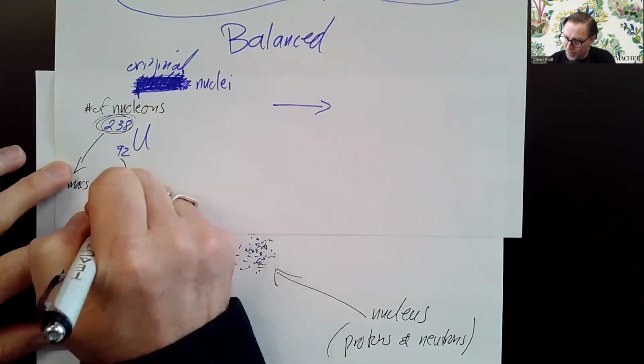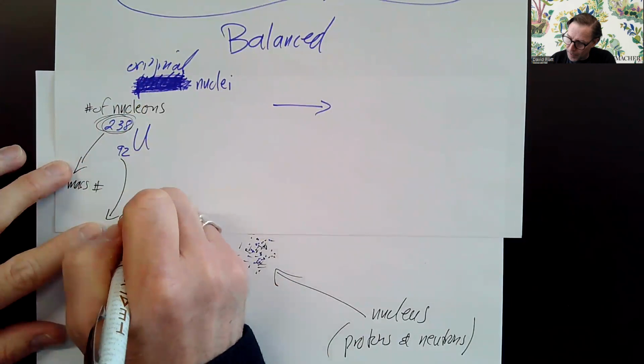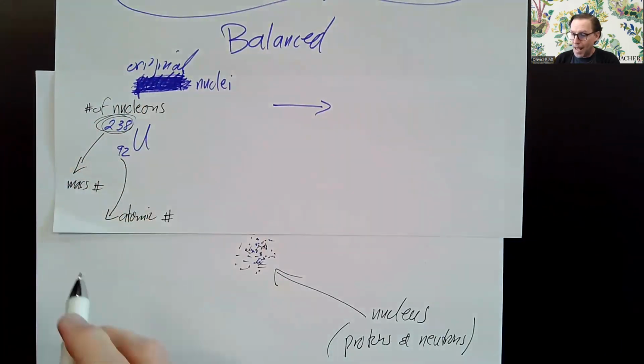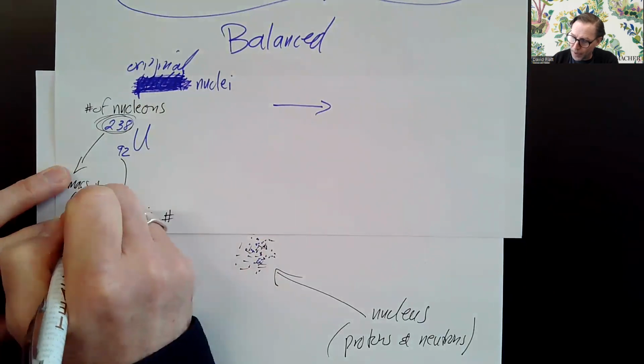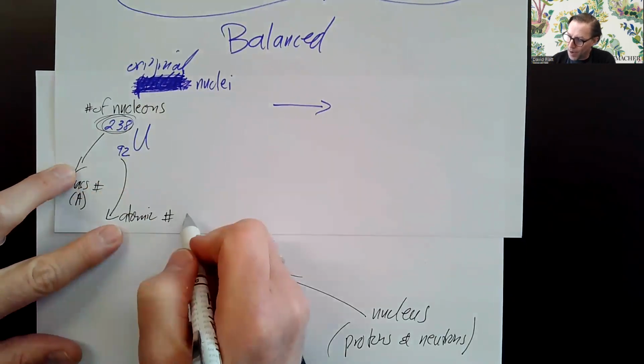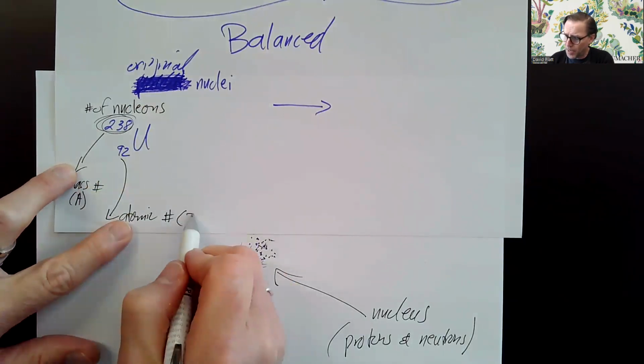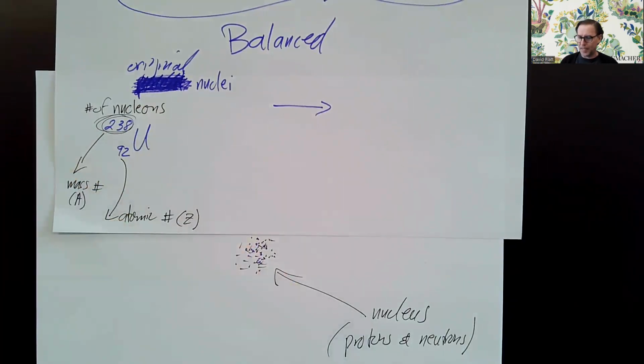And then this is called the atomic number. The mass number is abbreviated with the letter capital A. The atomic number, which you might think should be A, but it's not, the atomic number is abbreviated with a capital Z. So there we go.